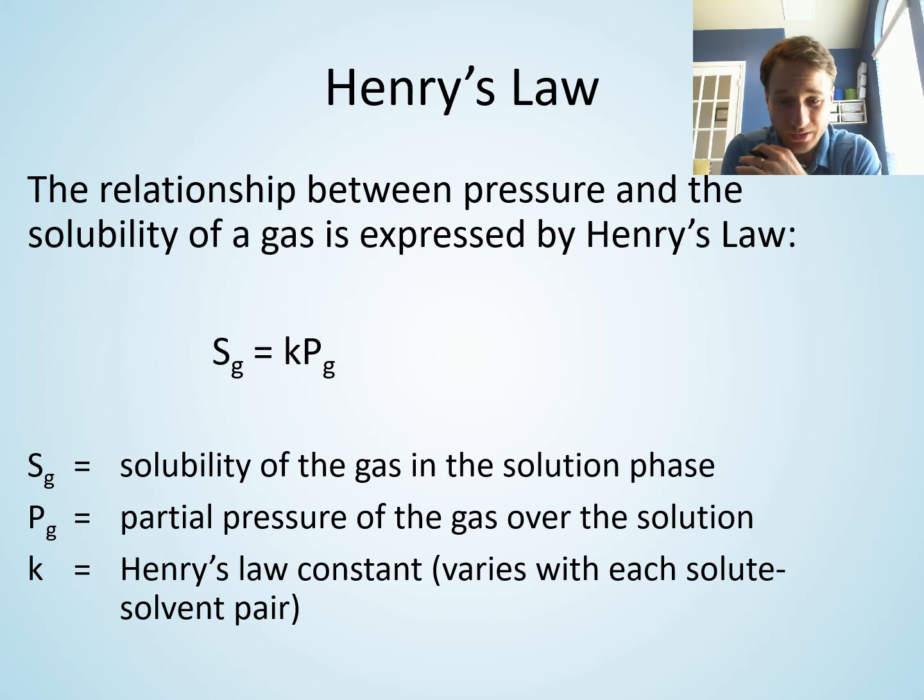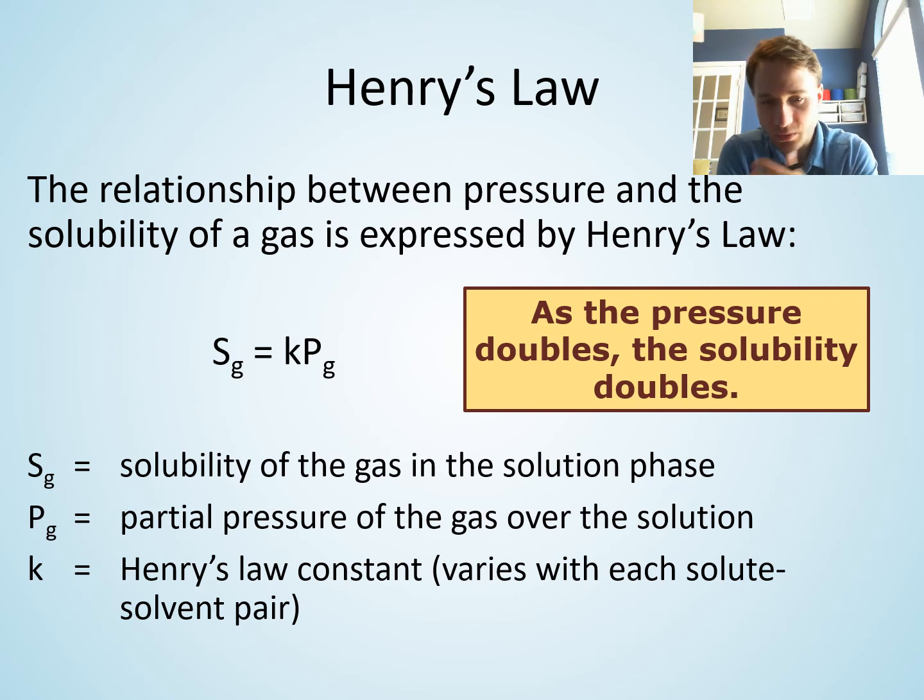It is a constant number, but it depends on what solute and solvent you're talking about. If you're talking about carbon dioxide and water, or methane and water, it depends on the solute and solvent combination. So that constant is unique for each solute-solvent combination, is often determined in the lab, and then reported in tables like those in your book. And again, P here is the pressure of the gas, and S here is the solubility of the gas.